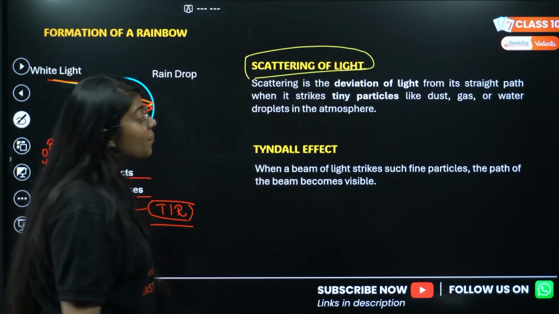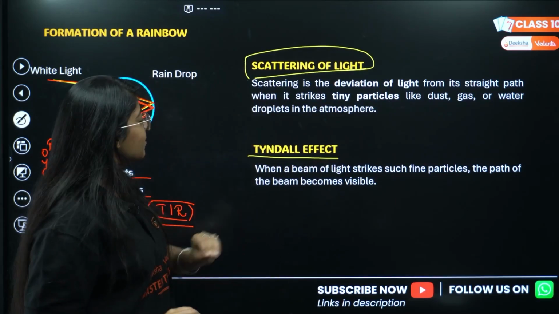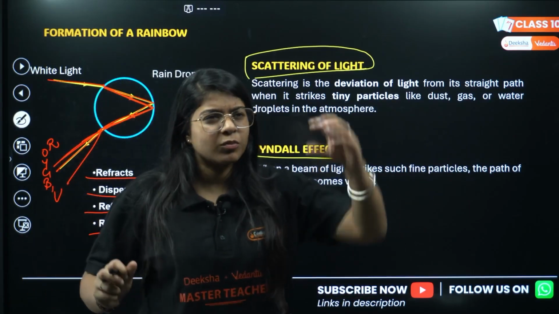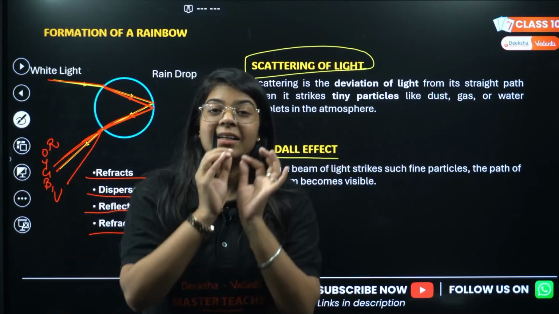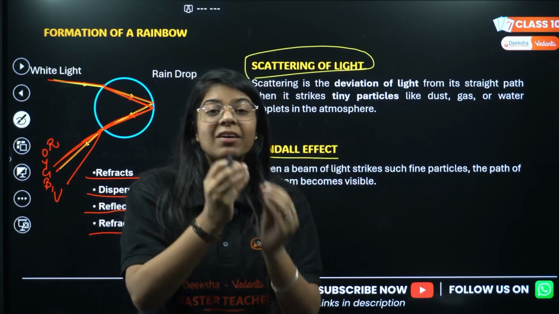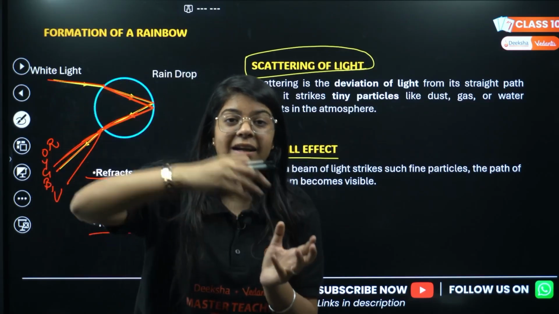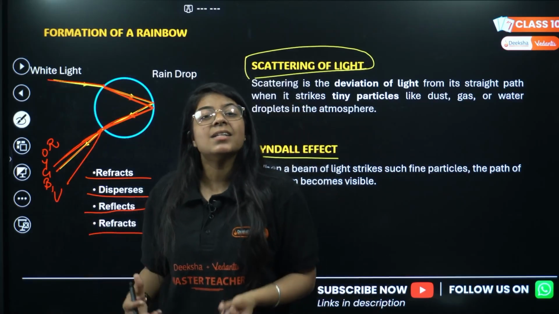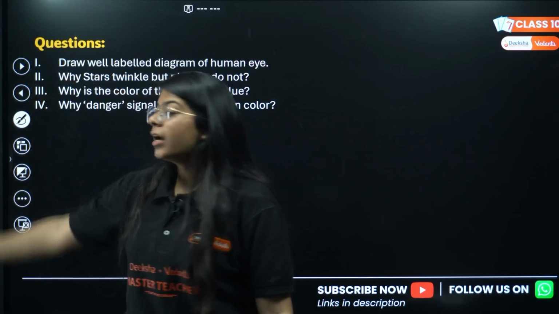That is it. Okay. Tyndall effect. When a beam of light strikes such fine particles, the path of the beam becomes visible. Whenever I am sitting in a dark room, the small light entering the room, we have crammed it by now. But it is very important, all the effects are very important. So whenever light hits fine particles, its path becomes visible, and that is what is called the Tyndall effect. Understood? And we are done with our chapter.